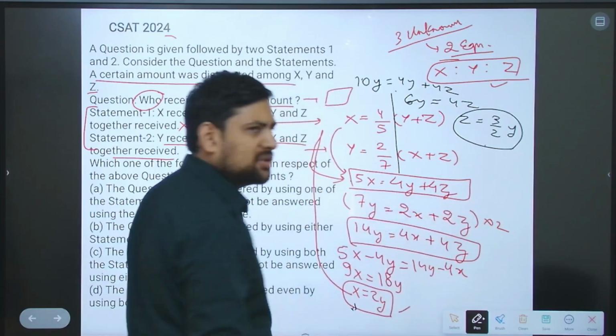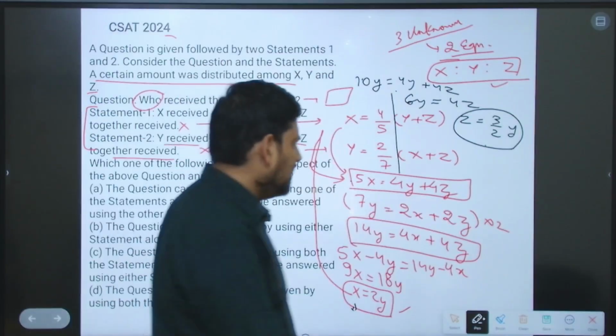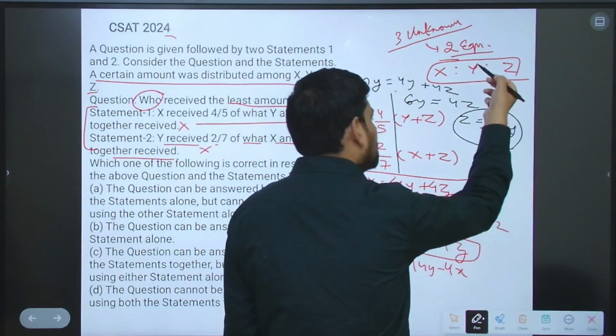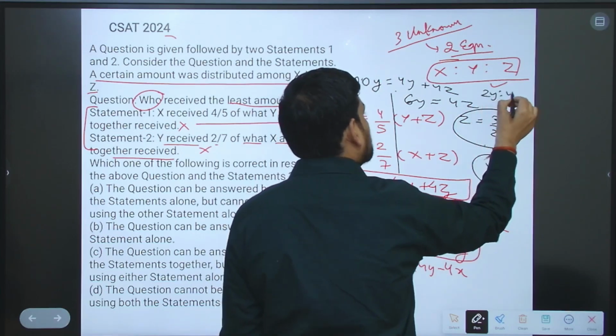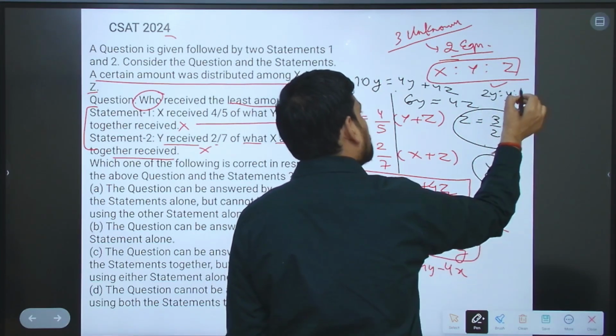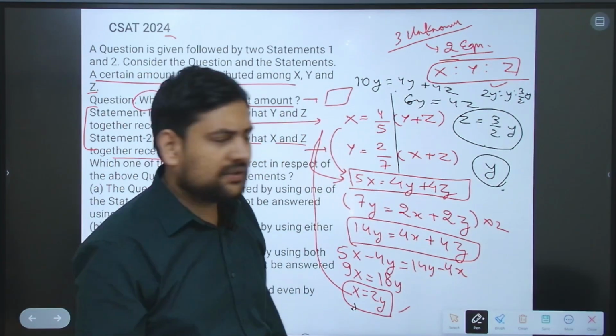Now if z is equal to 1.5y and x is equal to 2y, which is the least? Y is the least. You can get the direct ratio also. So in place of x you will put 2y, in place of y you will put y, in place of z you will put 3 by 2y. Now can you see the ratio? Yes, of course you can see the ratio.